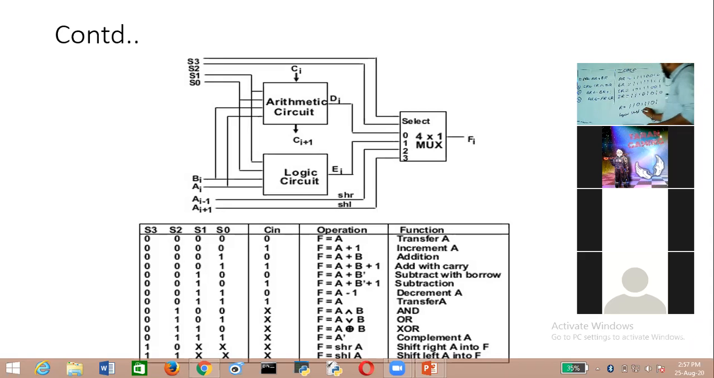Logical shift left, followed by circular shift right, followed by logical shift right, followed by circular shift left.